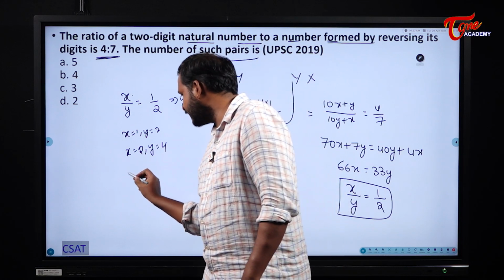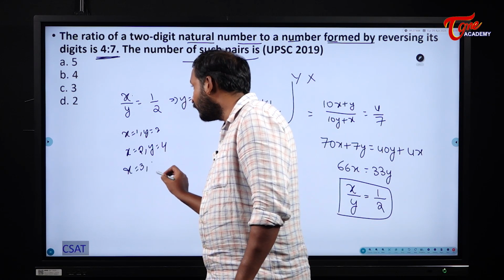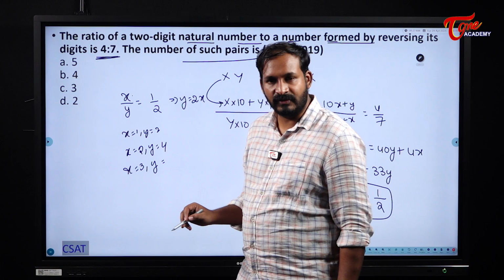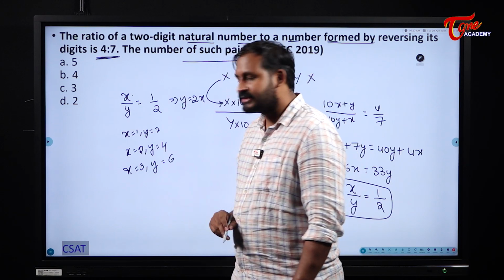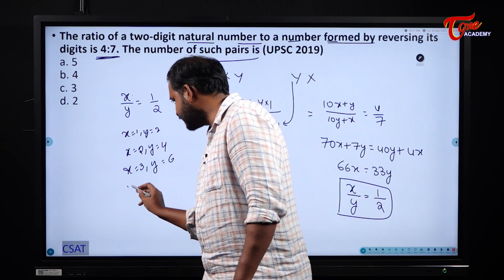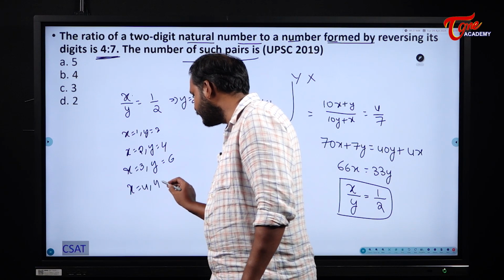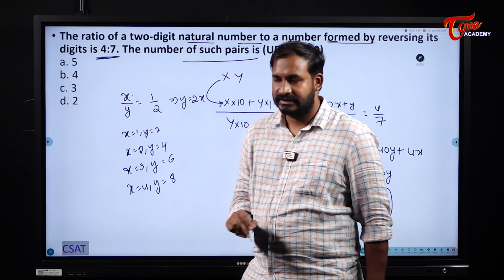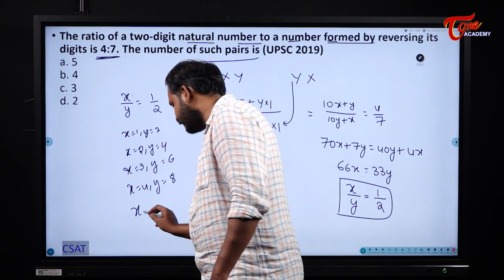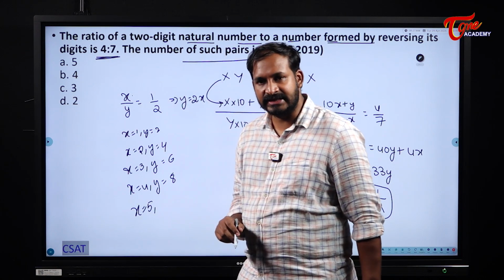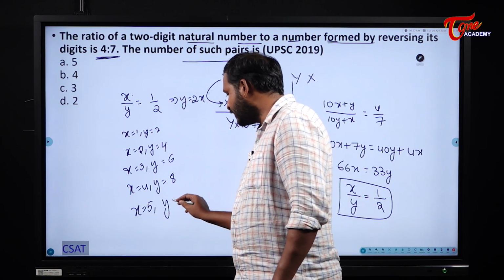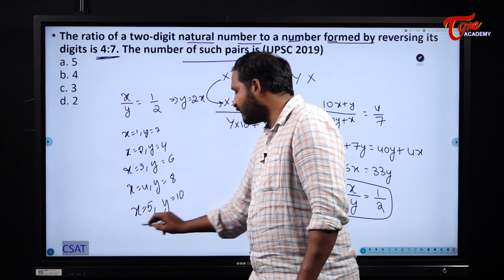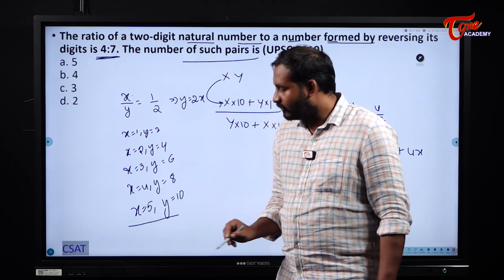Next, if I take x as 3, what about my y value? Y becomes 6. Yes, there is a chance. If I take x as 4, what about y? Y becomes 8. There is a chance. If I take x as 5, y becomes 10. Is it possible for me? No, this is not possible.